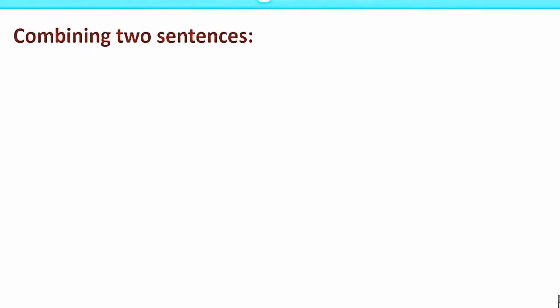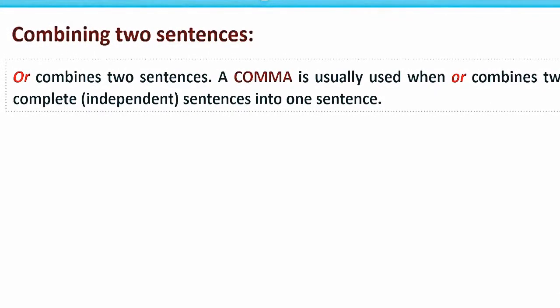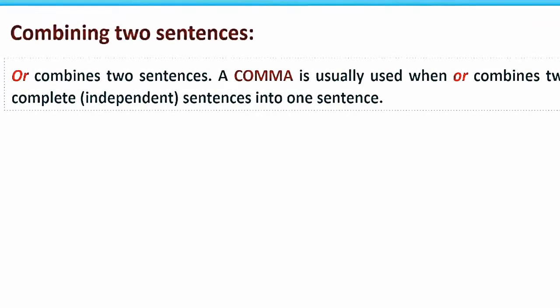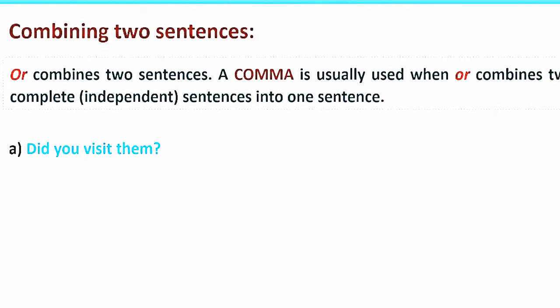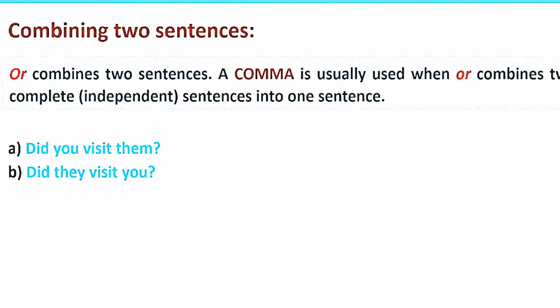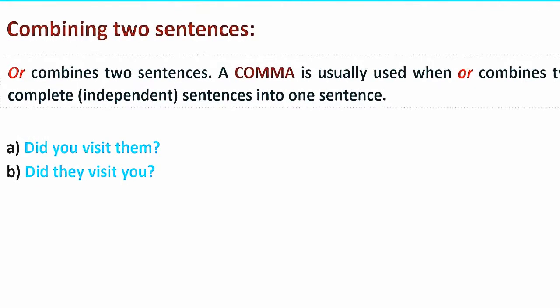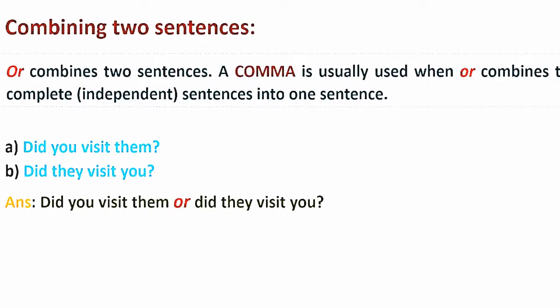Combining two sentences. Or combines two sentences. A comma is usually used when or combines two complete independent sentences into one sentence. Here are the examples. Did you visit them? Did they visit you? The person is asking two questions. These are two different sentences. Let's see the answer. Did you visit them or did they visit you?